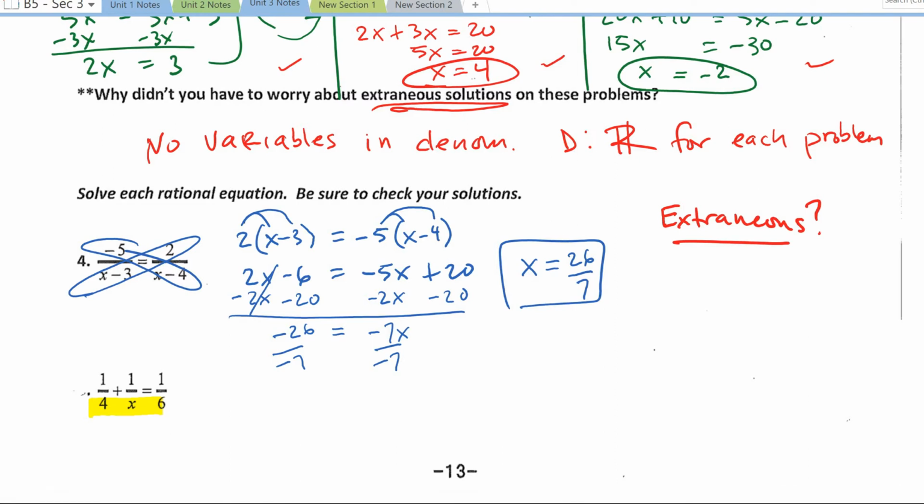Okay, so think about the domain for this problem. X cannot be positive 3 or positive 4. Well, our answer is definitely not 3 or 4, so do we have an extraneous solution? No. This answer is correct.